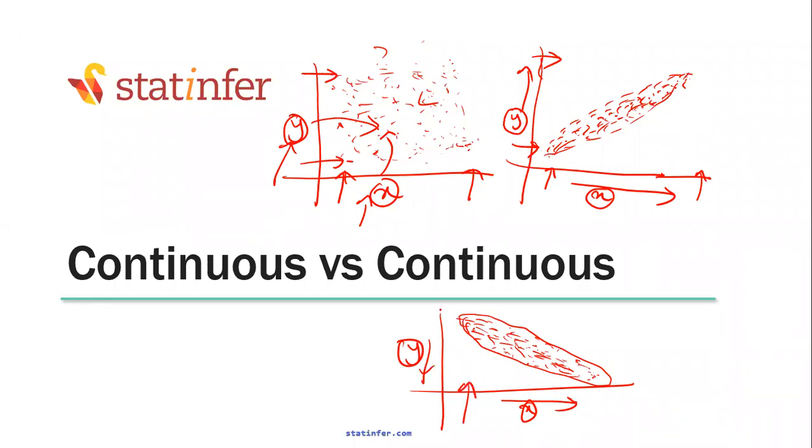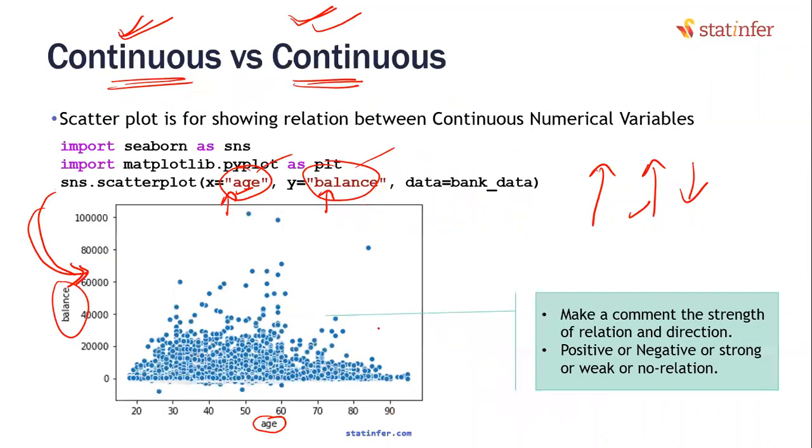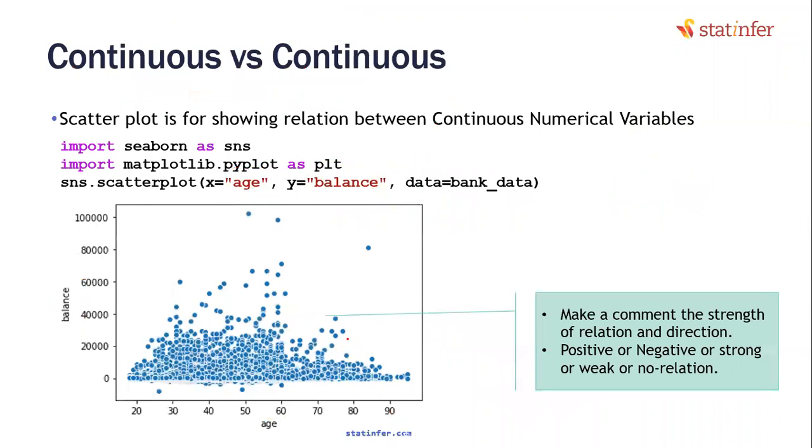When x is a smaller value, y is a higher value. But when x is a higher value, y is a lower value. There is an inverse relation. As x increases, y decreases. So one out of these three comments you have to make when you have a scatter plot. If you cannot see something like this or this, then you can say there is no relation. Now look at this age versus balance variable. Tell me whether you see any relation or not.